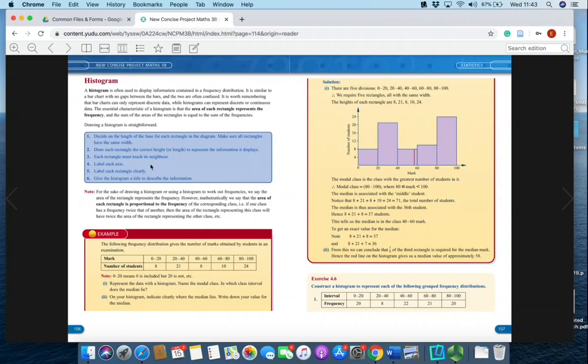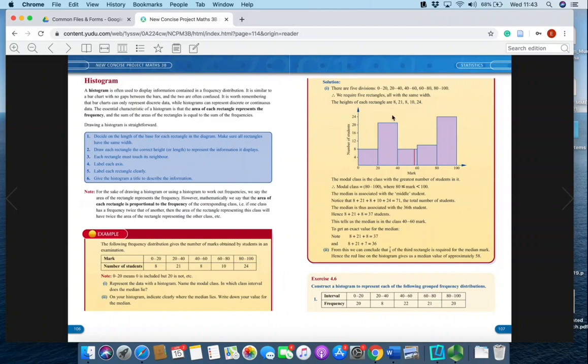Each rectangle must touch its neighbour, and then really important, label each axis, and just take the labels from here. You don't have to make them up. The top row here is always your x-axis, and the second row is always your y-axis. So your x-axis, just label it mark, and then your y-axis, label it number of students. Label each rectangle clearly, in other words, put in the 0 to 20, 20 to 40, 40 to 60, 60 to 80, 80 to 100, and give the histogram a title to describe the information.